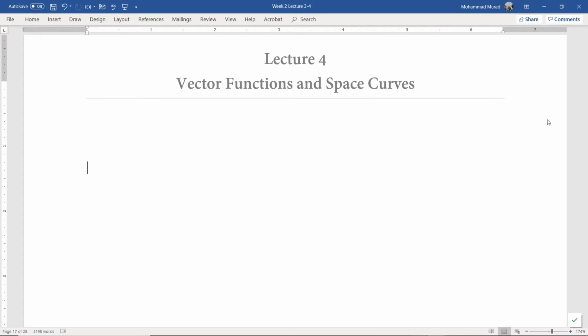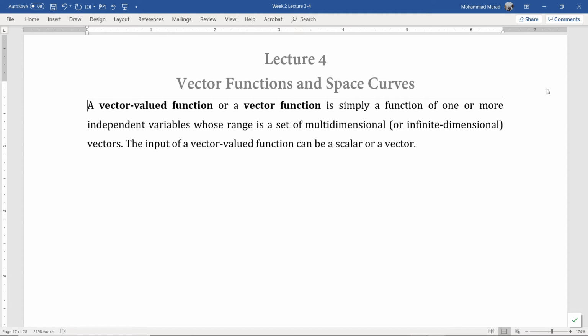Hello, welcome. In this lesson, we're going to talk about vector functions and space curves. A vector-valued function, or a vector function, is simply a function of one or more independent variables whose range is a set of multidimensional vectors, or infinite dimensional vectors in some cases. The input of a vector-valued function can be a scalar or a vector.